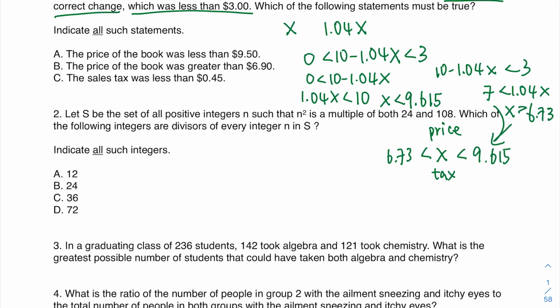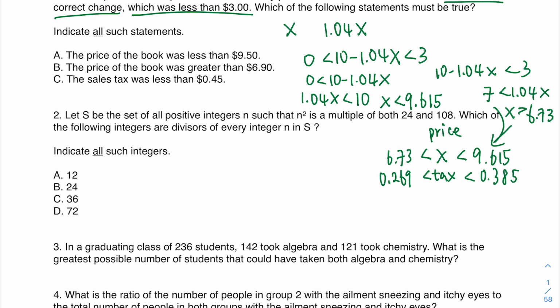The tax is 4% of the price of the book. So the tax should be more than 0.269 but less than 0.385.